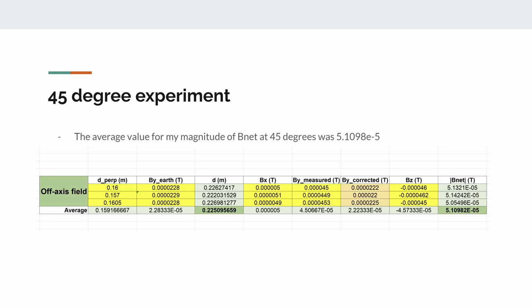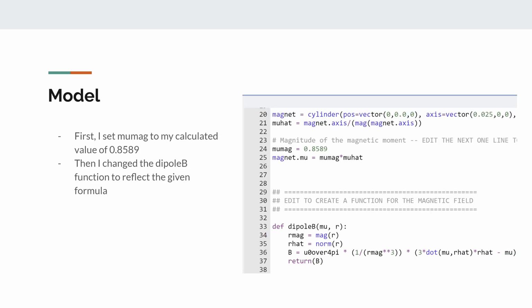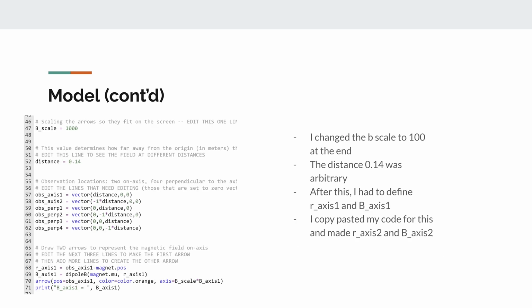So this is all my data for the 45-degree experiment. The average value for the magnitude at 45 degrees was 5.1 times 10 to the negative 5th. So from the model, I first set the mu mag to my calculated value, and then I changed the dipole B function to reflect the formula that was given for the magnetic field created by a dipole. I changed the B scale to 1,000, and then the distance 0.14 that I chose was kind of arbitrary. I just made it close to my D perp, so the scale would work out.